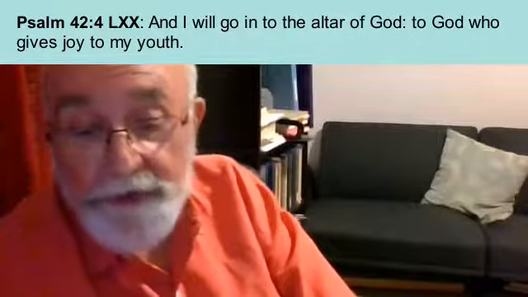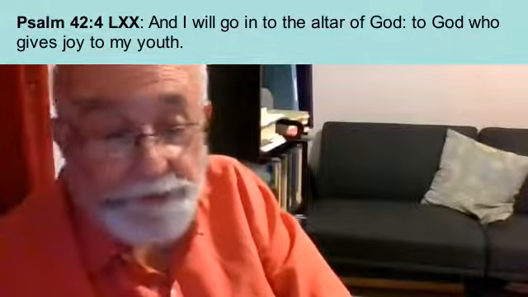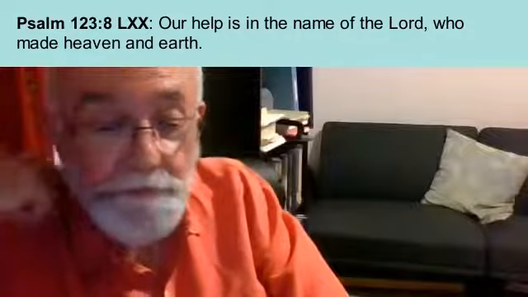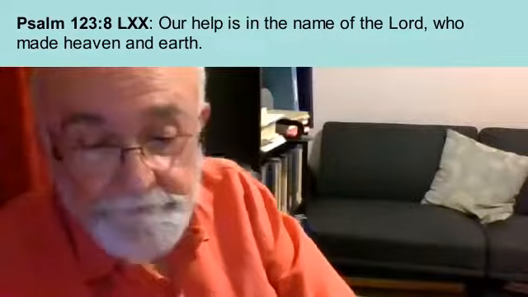"I go into the altar of God, to God who gives joy to my youth." And then either he or the acolytes, I don't remember, I didn't note it in my notes, say from Psalm 123, again in the Septuagint, "Our help is in the name of the Lord who made heaven and earth." And at that point, the priest does the Confiteor, which is somewhat different.